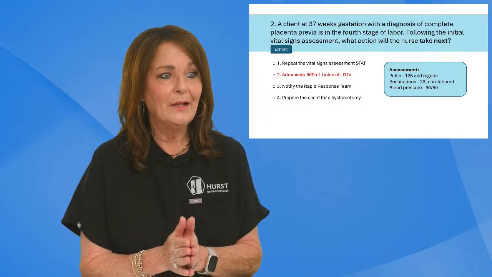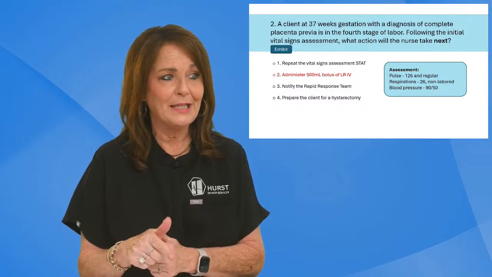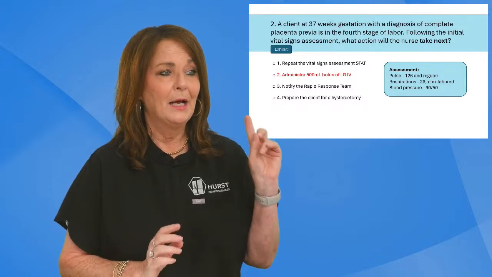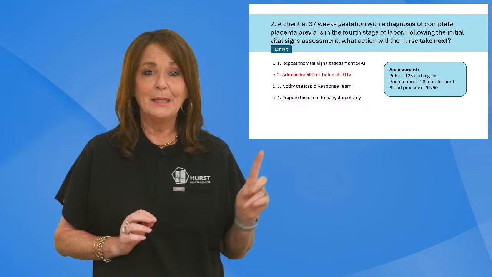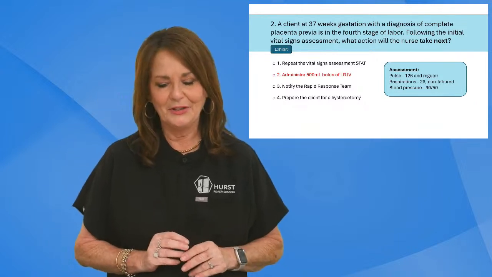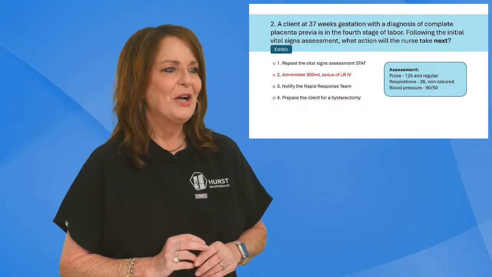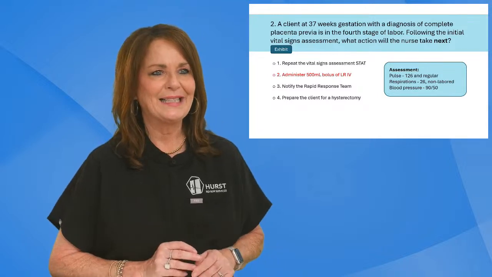So we need to get that blood pressure up and that heart rate down, and we're going to administer a 500 milliliter bolus of lactated Ringer's IV. Hey, option number 2 is your correct answer.